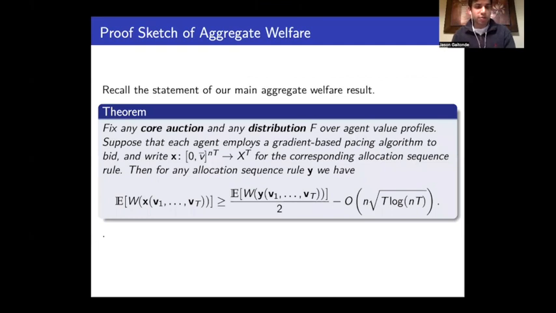It was for any core auction and any distribution capital F over the agent values, suppose that all agents use this gradient-based pacing. Then for any other allocation rule Y, we know that the expected liquid welfare obtained when all agents use gradient-based pacing is at least a half of what would be obtained if we allocated using this arbitrary rule Y, up to some sublinear terms. And remember, this was an optimal factor.